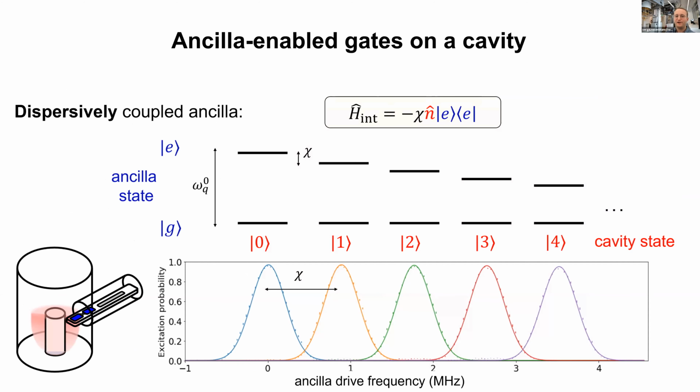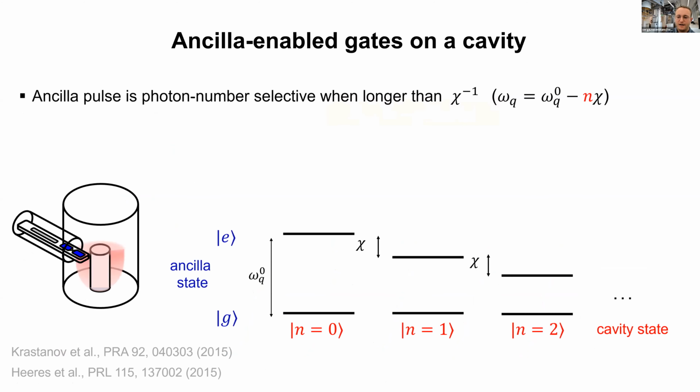Now, in our experiment, the transmon is dispersively coupled to the ancilla, and we will use the photon number splitting to apply our logical gates. So here you can see a transmon spectroscopy experiment for up to 4 photons in the cavity, and you can clearly see this dispersive shift by chi, which is about 1 megahertz in our experiments. And we're going to use this spectral separation to independently address the ancilla for each one of those Fock states.